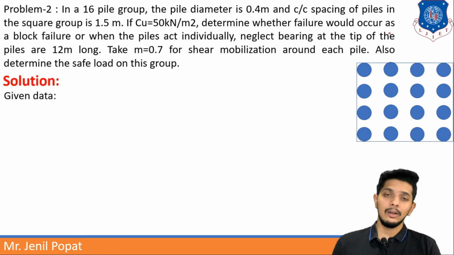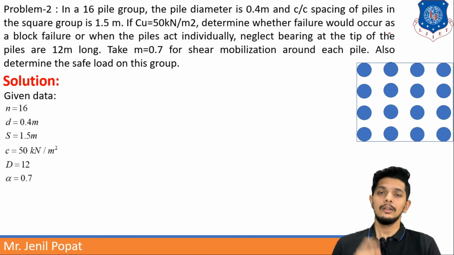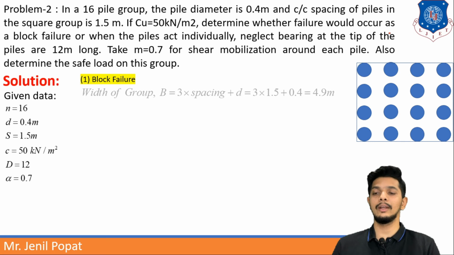Now let us write down the given data. Number of piles is 16, right? Diameter is given as 0.4 per pile. S, spacing, is given as 1.5 meter center to center. C, cohesion, is 50 kN per meter square. D, that is the depth of the pile, is given as 12 meter, and alpha is given as 0.7. Now we have to calculate both the cases as well as the safe load. So the first case is taken as block failure.